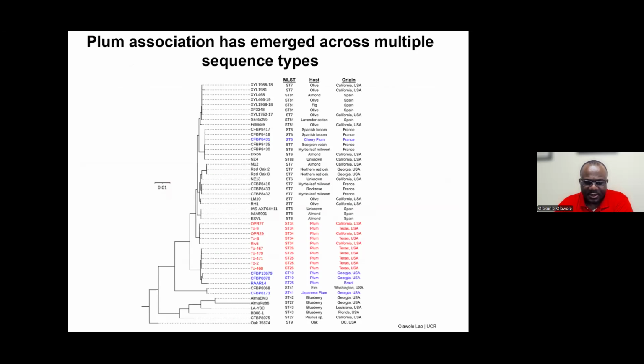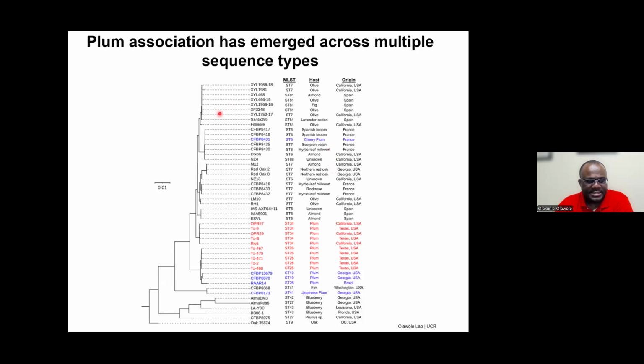This is the core genome. The core genome phylogeny of these strains reveals that the plum association has evolved in multiple evolutionary lineages, rather than just a single plum-specialized lineage.